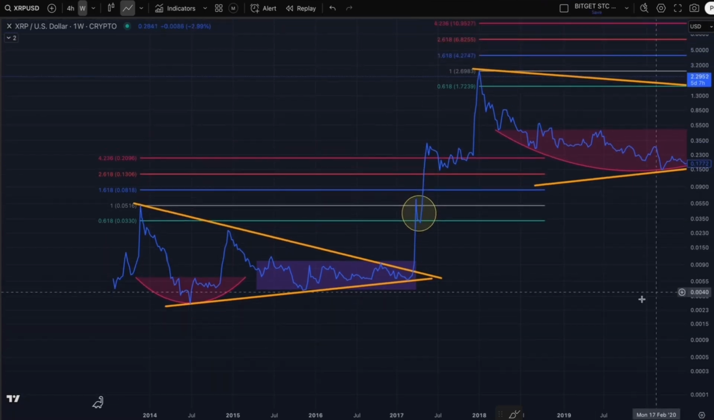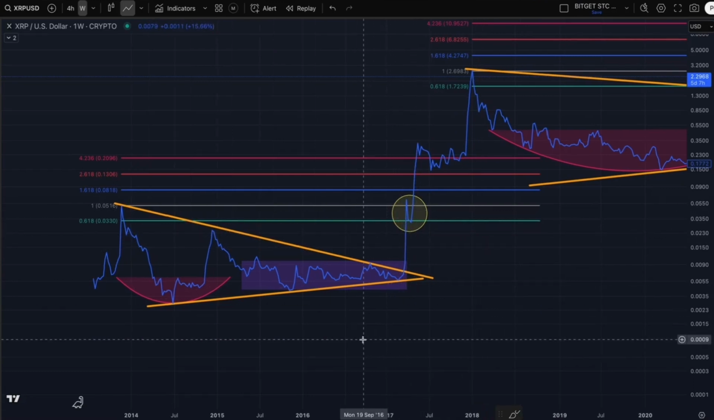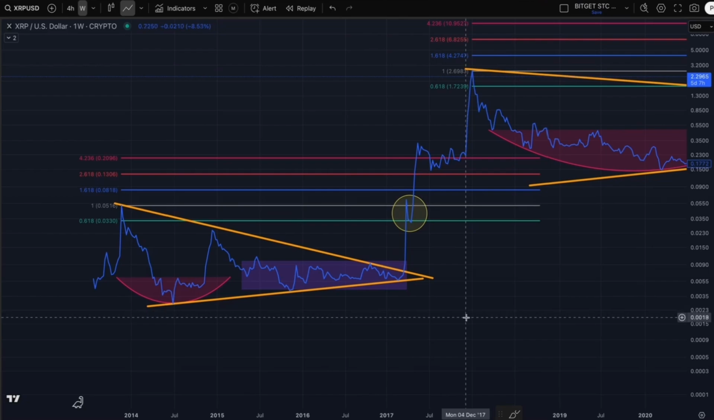I forgot to mention, the reason why we are on this line chart is to essentially get out all of the noise and we just have the closes. That removes all of the candle wicks that we might see in a regular candlestick chart. Taking into consideration what happened here, let's have a look to see if XRP is doing anything different or if it's doing the same.